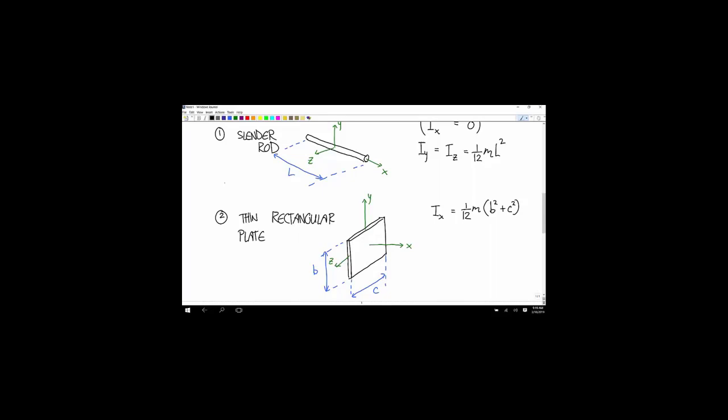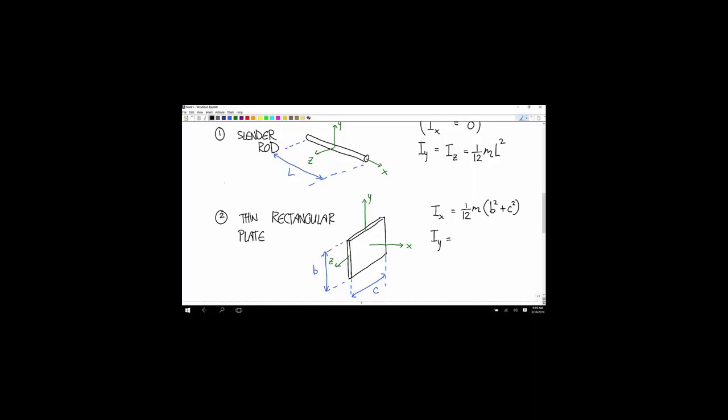Okay, now rotations about y. Now think of looking at the xz plane from the positive y-axis. What does this shape look like? It looks like a rectangular stick, right? We can't see the thickness into the page. And so we would expect, about the y-axis, this to look like the formula for the slender rod. And so that's what we get.